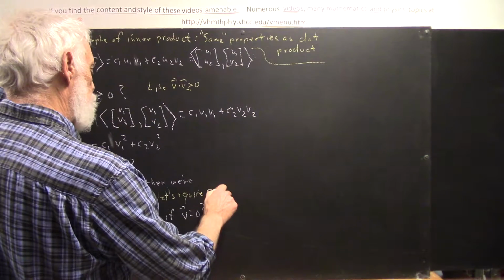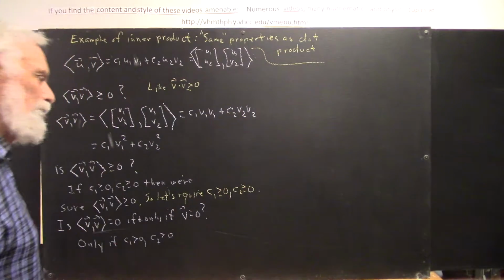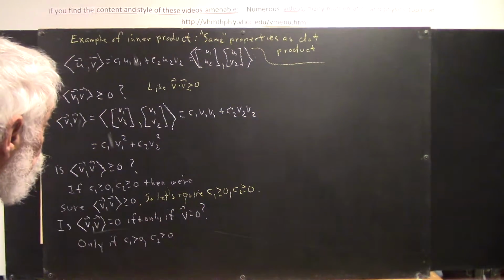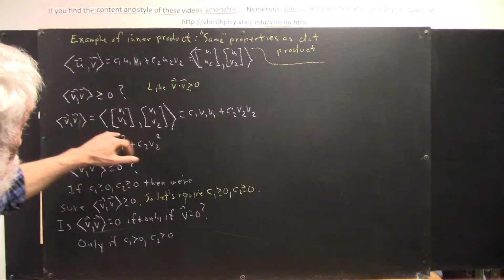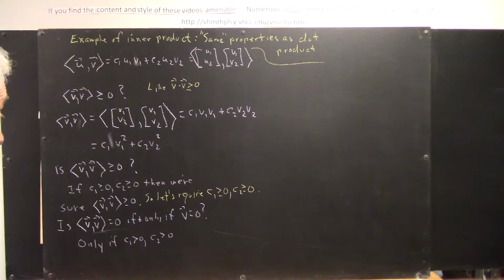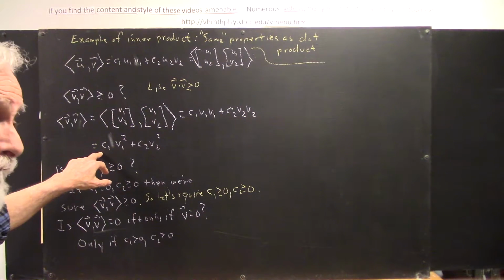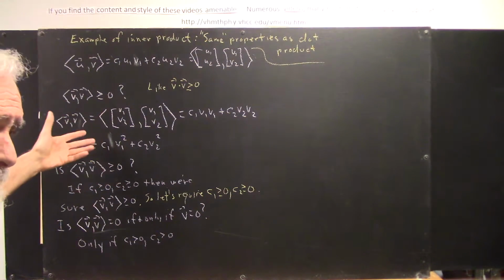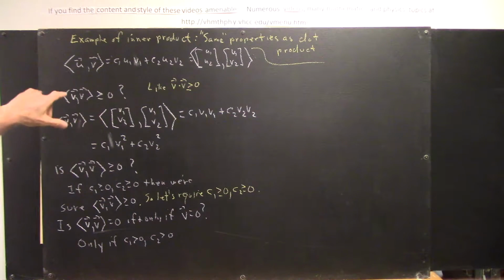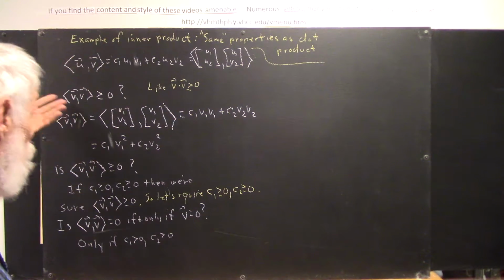require that C1 is greater than or equal to 0 and C2 is greater than or equal to 0. Well, if either one of these numbers is less than 0, say C1 is less than 0, then if v2 happens to be 0, which is perfectly legitimate and will happen for some vectors, you're going to have C1 v1 squared. If C1 is negative, that makes this negative, so there is a vector that gives you a negative. And when we say that the inner product of v with v has to be greater than or equal to 0, that means it's so for all vectors v.